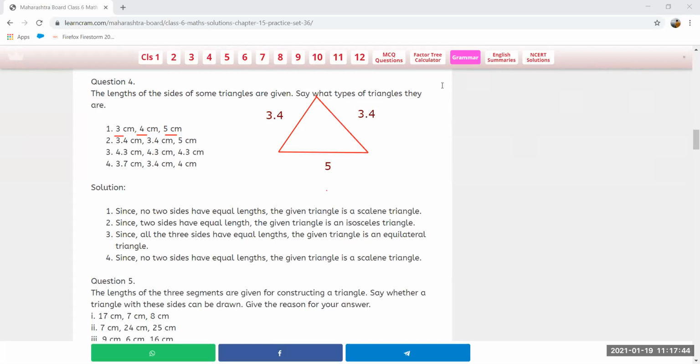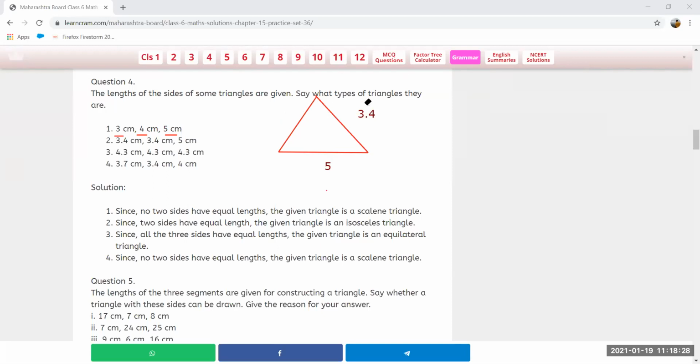So students, let me know in chat box which type of triangle it is. Isosceles, very good. Iso means what? Same. If any two sides of a triangle are same, then we can call it an isosceles triangle. Therefore, the given triangle is an isosceles triangle because the two sides are same. Yes, clear everyone?